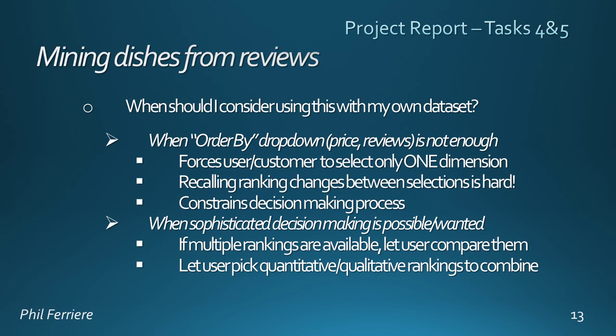This approach really constrains users in making a decision by relying on a single dimension. If you want to allow shoppers to use a more sophisticated decision-making process, and you actually have rankings along several dimensions, then combine them in a slope graph, or let the user choose which dimensions to include.